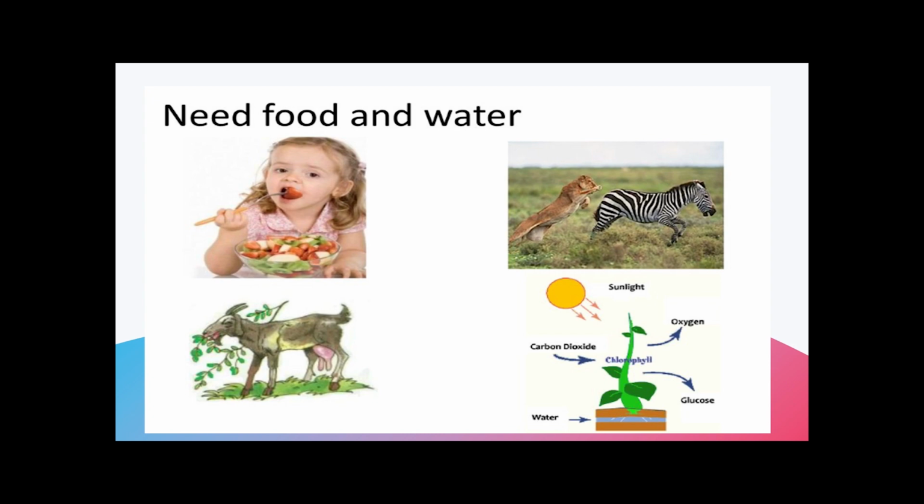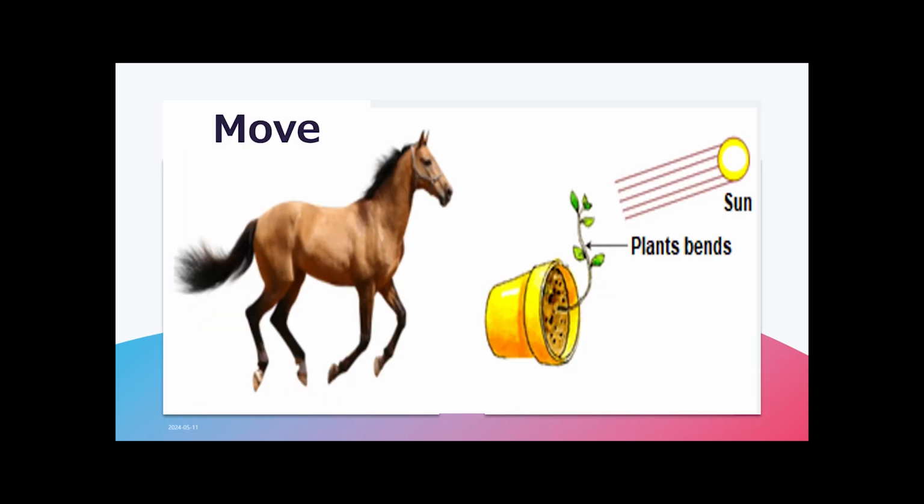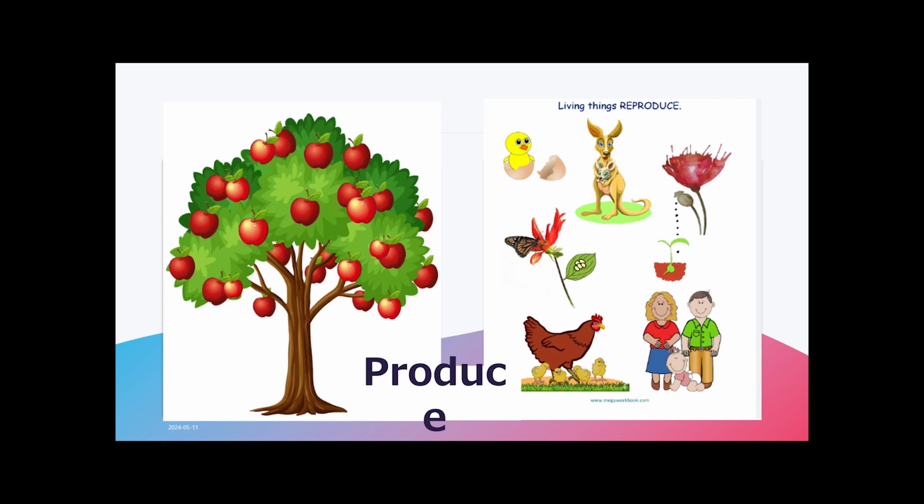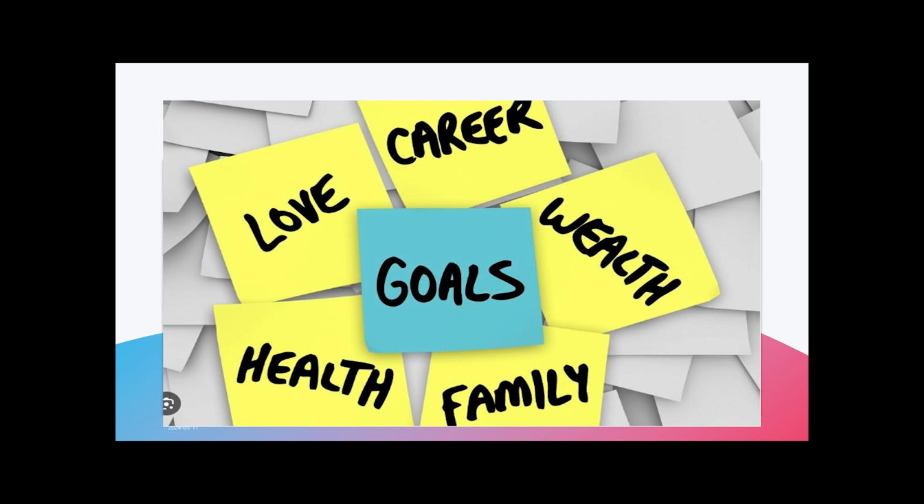So living things need food, and they sometimes need live food. Sometimes they eat plants, and the plants take energy from sun and water. Then they make energy because they are all living things. And they move, right? Even plants move toward the sun. Have you ever seen that before? Yes. And then also they grow, and they produce or reproduce some fruits, the results of your life. And they have goals.